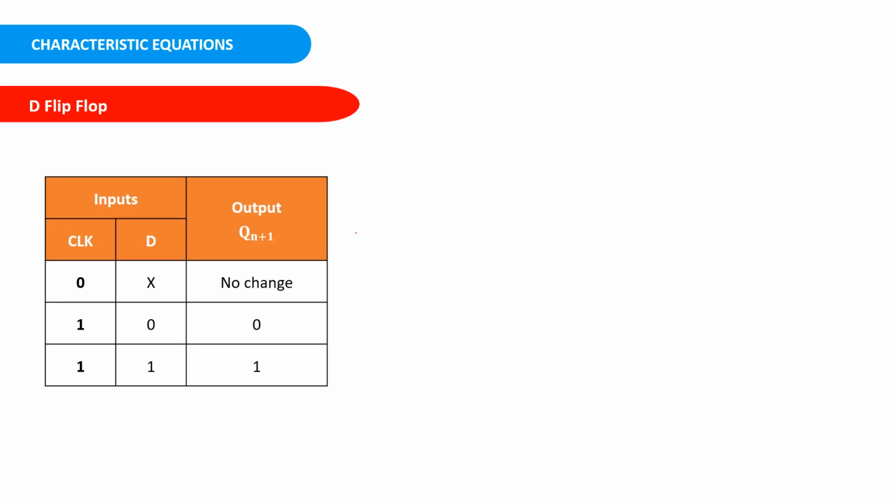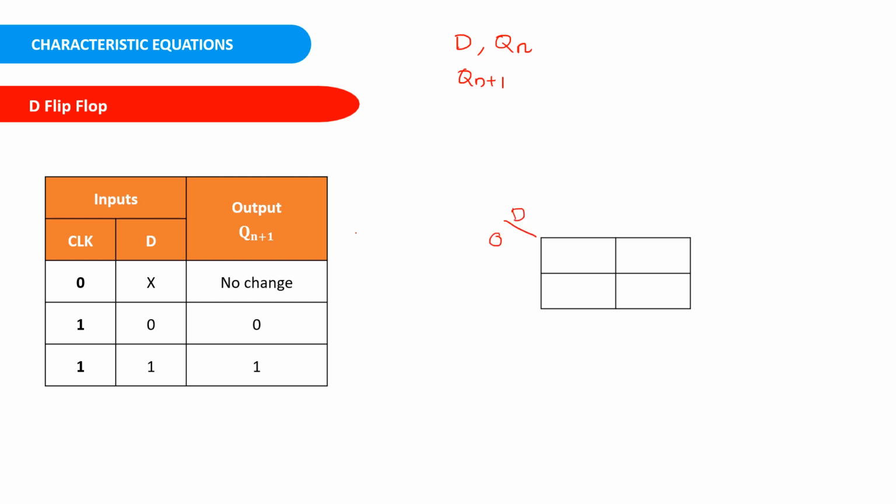Next is the D flip-flop. For the D flip-flop, we have one input, that is D, and your final output Qn plus 1 depends on D as well as Qn, the previous state. Again we can draw the K-map for the D flip-flop. Here there are only two variables. The first one is D, the second one is Qn. D can have value 0 or 1. Similarly, Qn can have value 0 or 1.